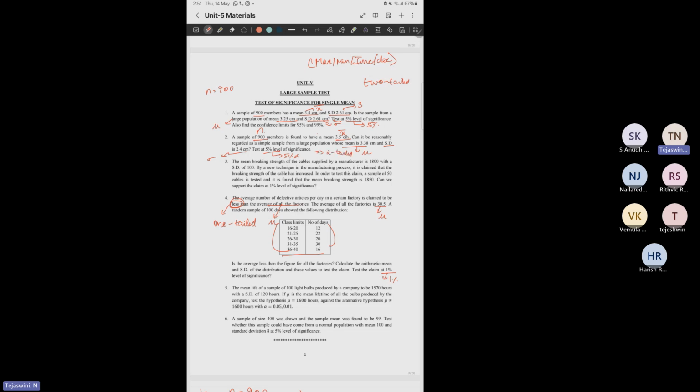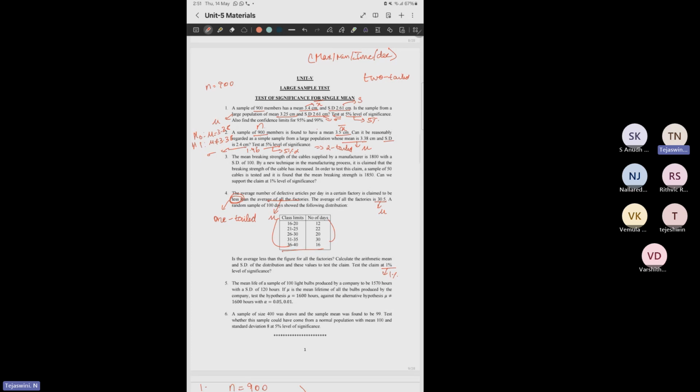We have to substitute the given values in the value of z, and for 5% level of significance, it is 1.96 for two tail. Then we have to check if the value of z lies in the area of acceptance, and then we can either accept H naught, which is mu is equal to 3.38, or reject H naught, or accept H1, which is mu is not equal to 3.38.